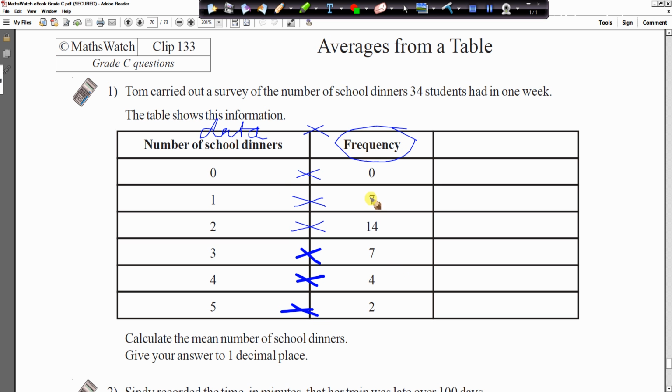Okay, here we go. Let's multiply them first. 0 times by 0 is 0.